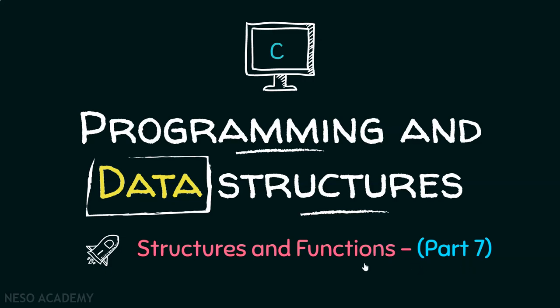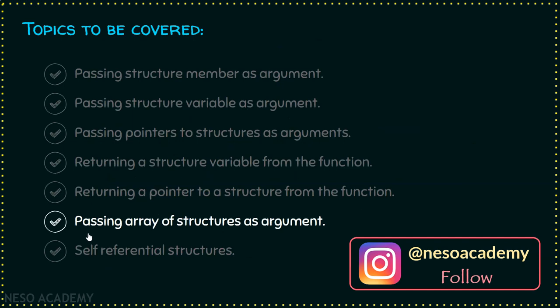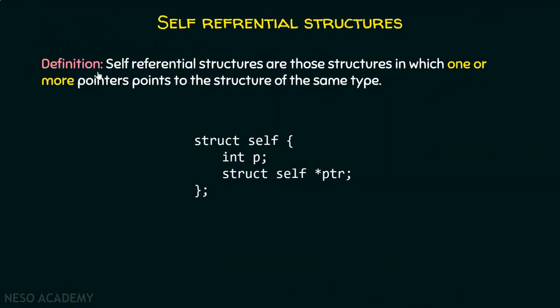Let's discuss part 7 of structures and functions. In the previous presentation, we have learned how to pass an array of structures as an argument. Now in this presentation, we will learn what self-referential structures are. So let's get started. The definition of a self-referential structure is very simple.